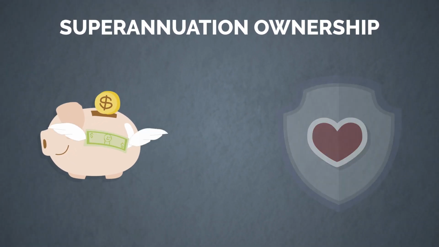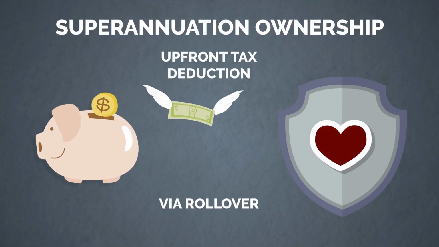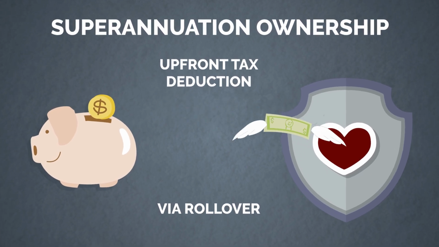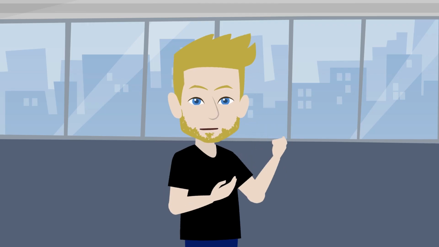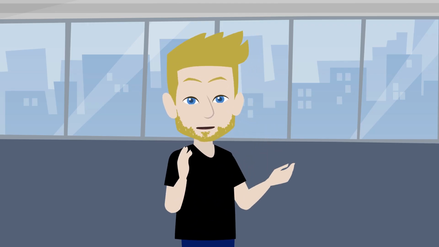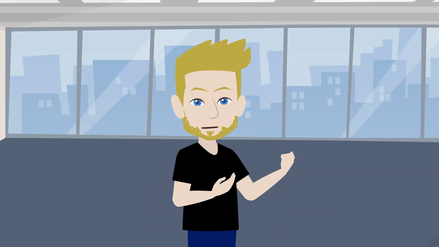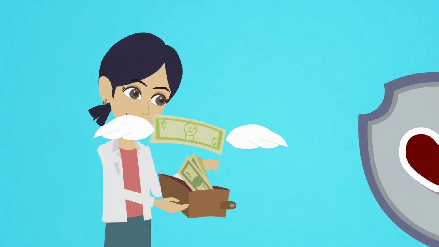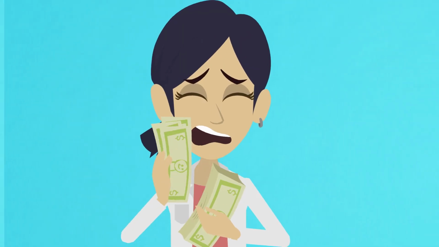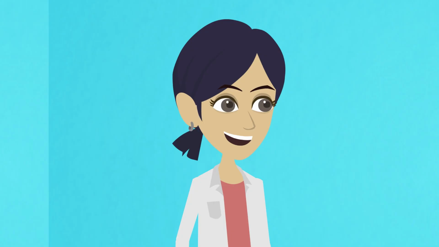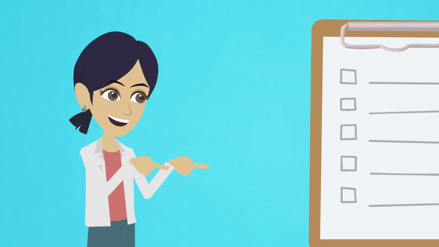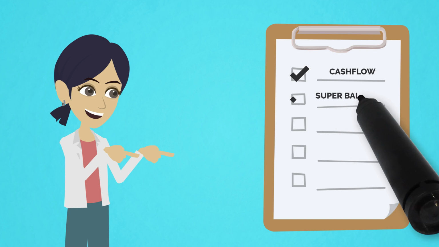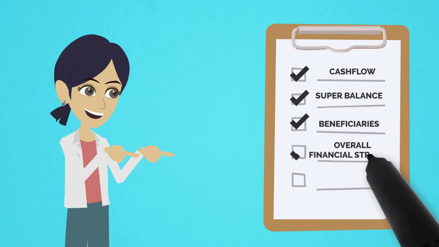By paying the premium via rollover, the tax deduction will be given up front and only the net cost of cover will be rolled over. However, premiums deducted from your superannuation fund will have an eroding effect on your retirement savings, and any additional super contributions will count towards your contributions cap. Any premiums paid outside of superannuation will have a negative impact on your personal cash flow. The right choice depends on your individual circumstances, including cash flow, superannuation balance, beneficiary, and overall financial strategy.